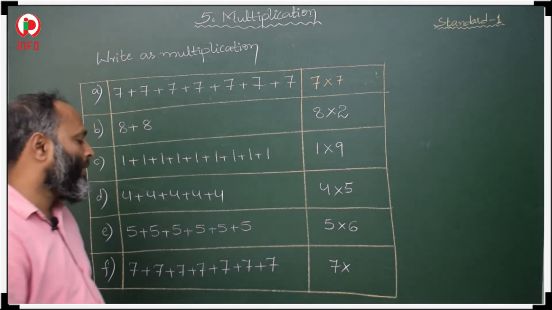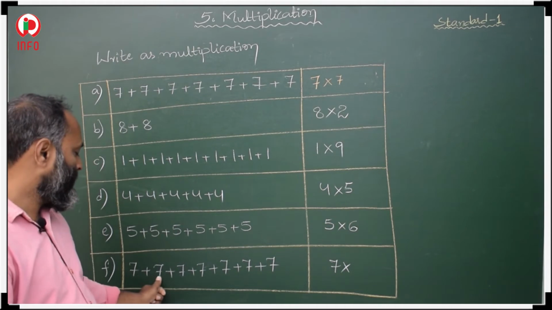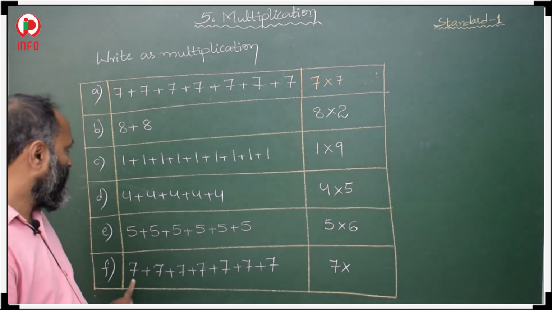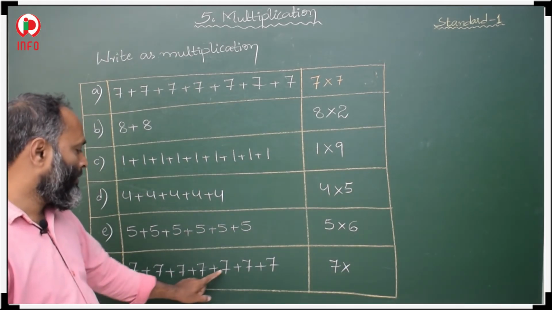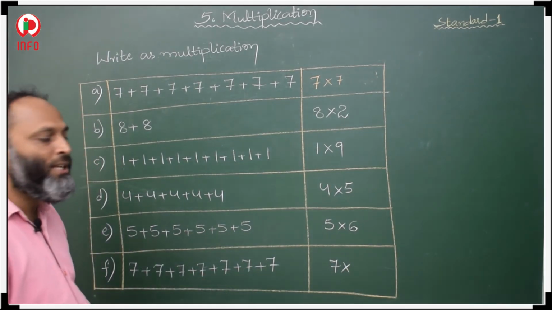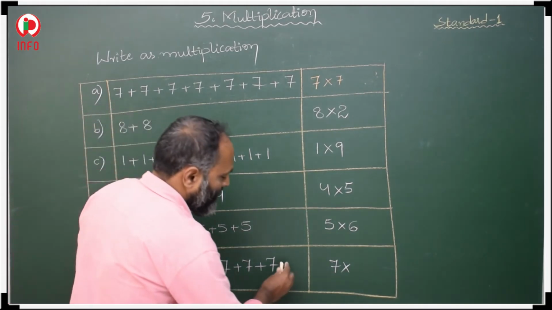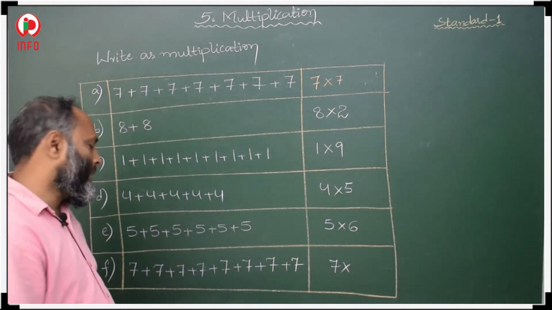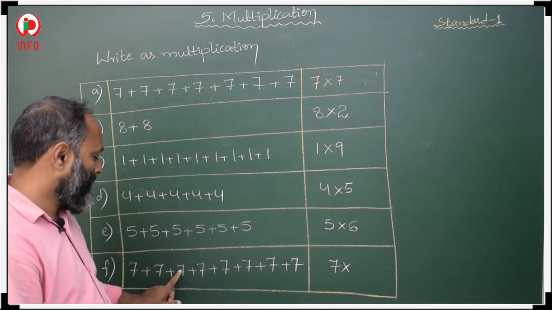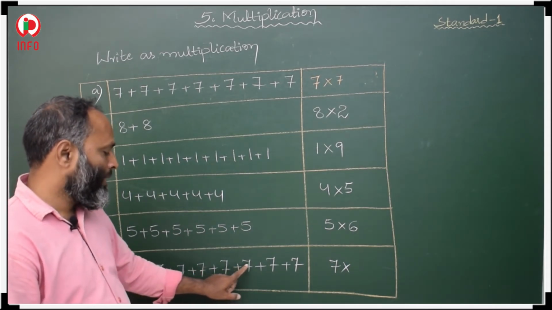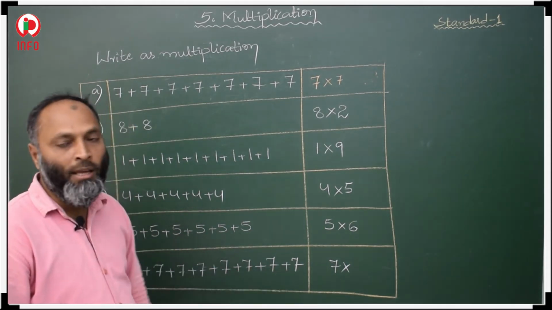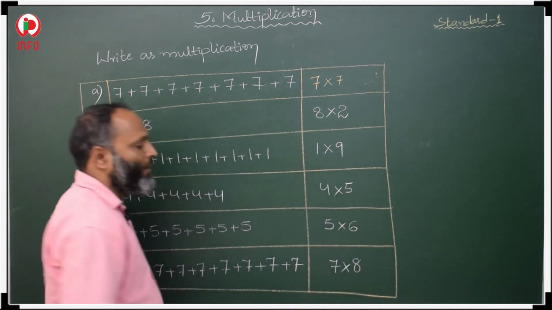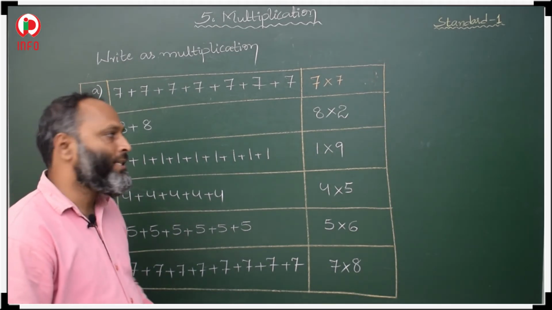Then how many times are we adding here? 1, 2, 3, 4, 5, 6, 7. In the textbook it is given one more time. Plus one more time, 7. Now you count how many times. 1, 2, 3, 4, 5, 6, 7, 8. 8 times we are adding. So 7 into 8. In this way we have to represent if continuous addition is given.